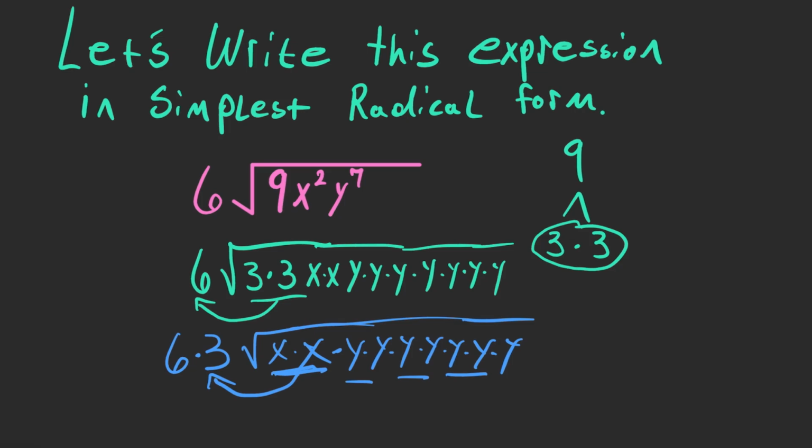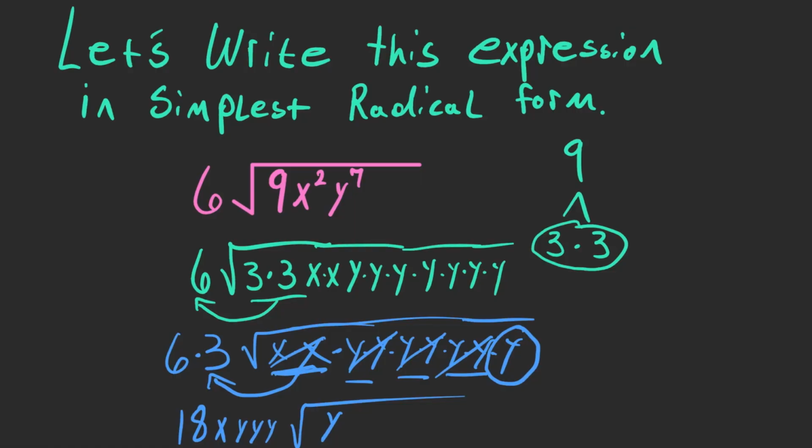So let's rewrite this out here. 6 times 3 is 18, and I have an x that I pull out, and then I have 1, 2, 3 y's that I pull out. So that's 1, 2, 3 y's that I pull out for every pair, and I pulled my x's out as well. On the square root of, now notice what is left. I have 1 y left over. So this y is going to stay on the inside.